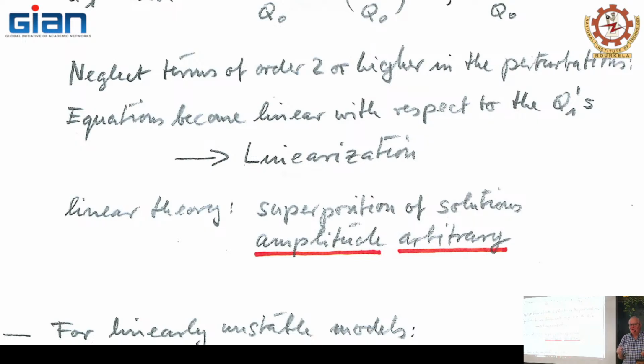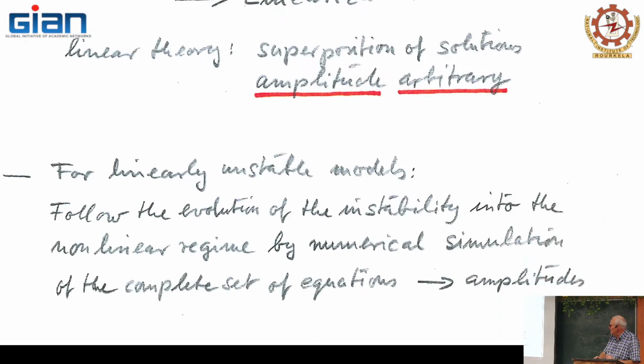So once we have a linearly unstable mode, then we have to follow the evolution of such an unstable perturbation into the nonlinear regime, once the terms, at least the terms of second order in the perturbations, come into play, and then determine the amplitude. So the third step, if we have done all that linear stuff, will be to follow the evolution of the instability into the nonlinear regime.